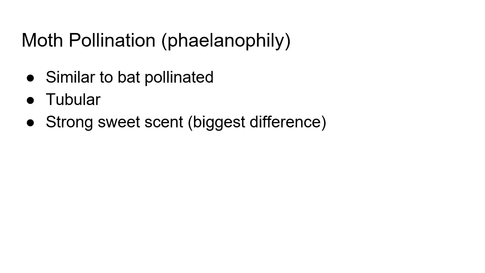So moth pollination is really similar to bat pollination in some respects. The flowers tend to be that tubular shape so that you can keep the nectar at the base to avoid giving that nectar away to other pollinators. And we tend to have a strong sweet scent, which is the biggest difference. So this is going to be more similar to things that bees and butterflies would like, and less of that kind of fruity, sickly smell.